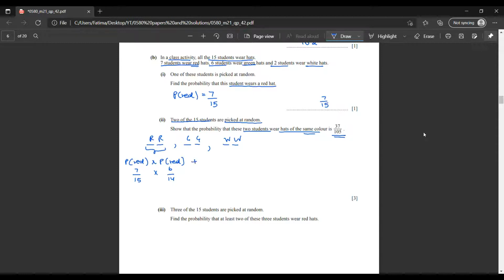Now we have the or. So it could be red and red hat, or green and green hat, or white and white hat. When we have this or function over here, it means that it can occur, but it cannot occur at the same time as the other probability. So it will be either one of those three situations taking place.